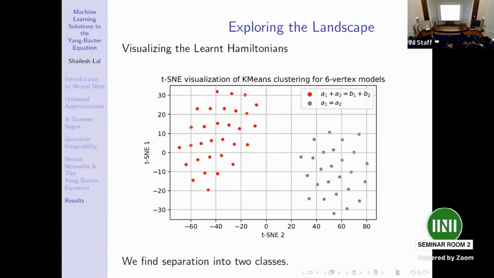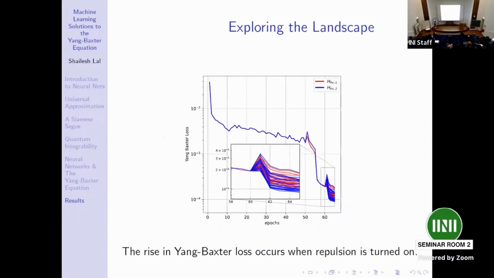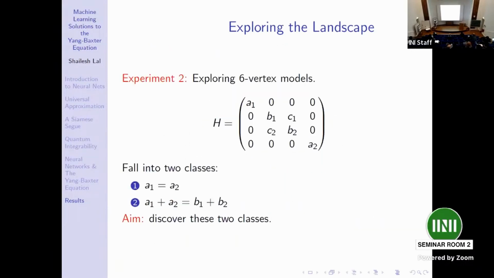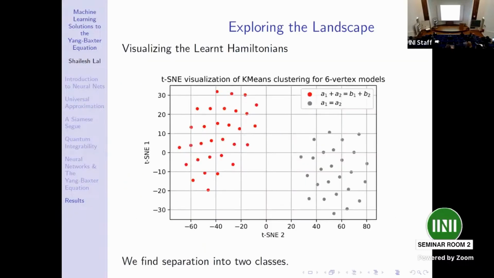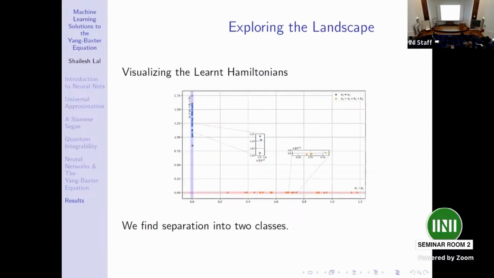So these are 6 vertex models. This would be taking 1, 2, 3, 4, 5, 6 complex dimensions, so the Hamiltonian values, those 6 complex numbers, and then doing dimensional reduction to 2 dimensions. And we do find these 2 clusters. And if you want to visualize, again, the learned Hamiltonians in a basis where you know what the answers are, you do find that they fall exactly where they should be.